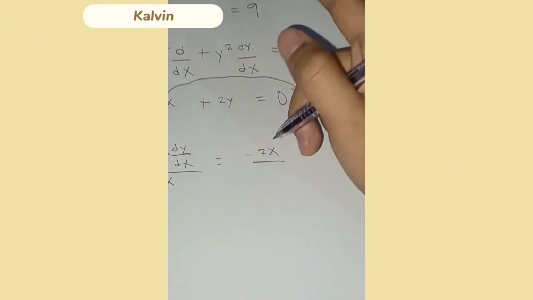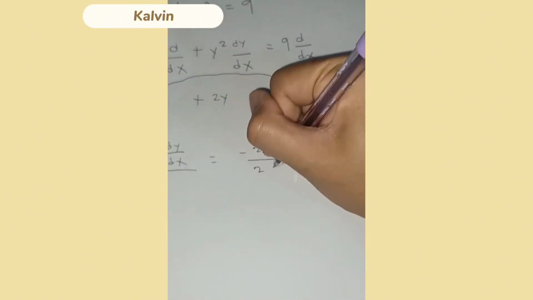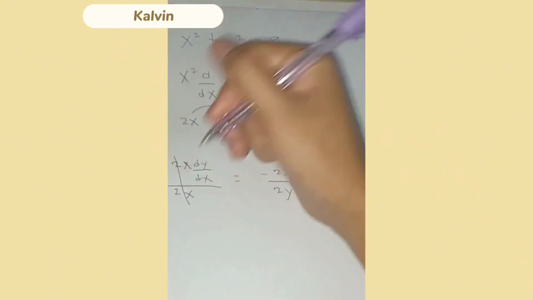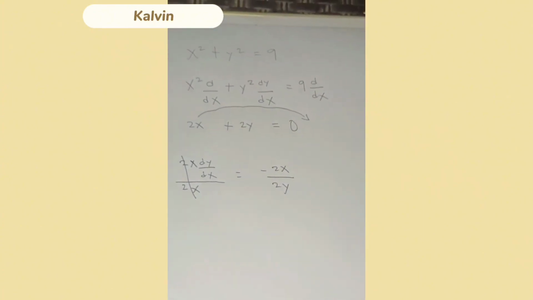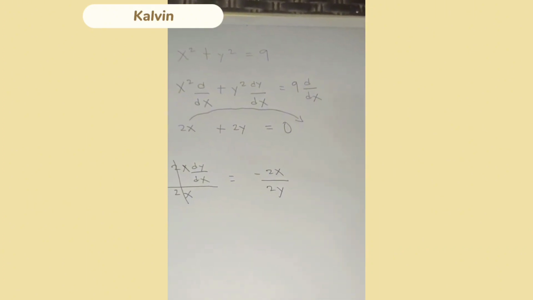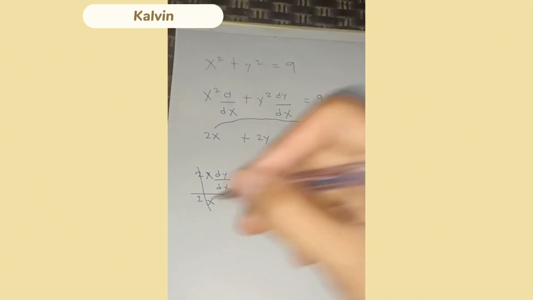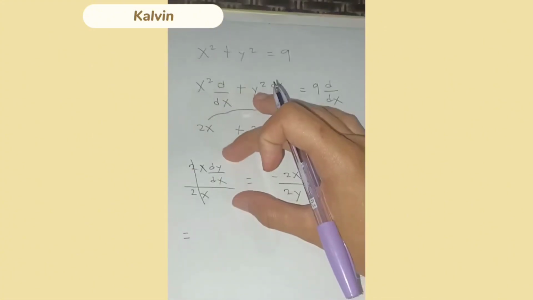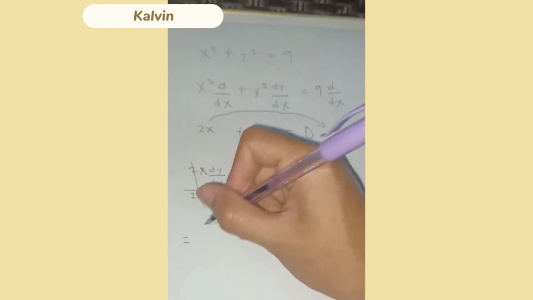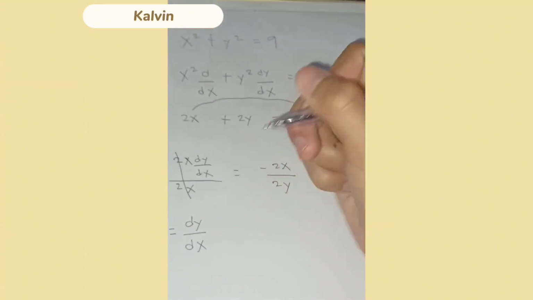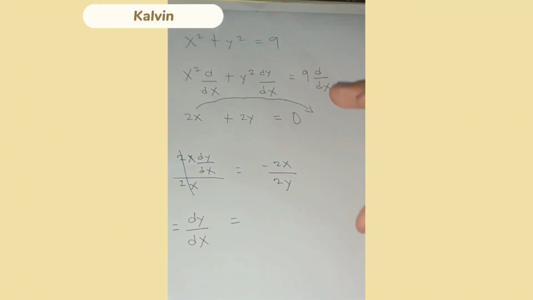Tapos yung 2y mo, yung value ng 2y mo. So, ayan. Syempre, ika-cancel natin to. Yan. Para maging ganyan ang itsura. Tapos, syempre, yung final na gagawin natin. So, etong dy over dx natin, syempre, kakopy lang natin to. Tapos, equals. So, ano nga ba itong mangyayari dito?